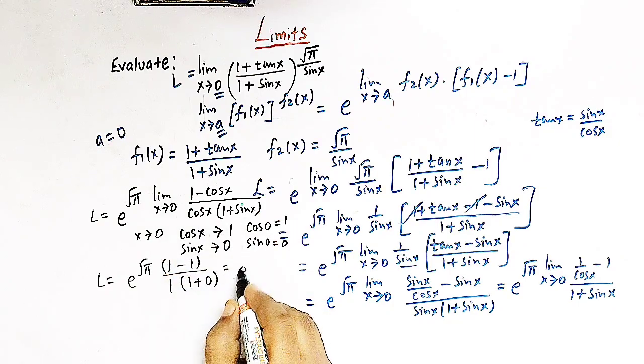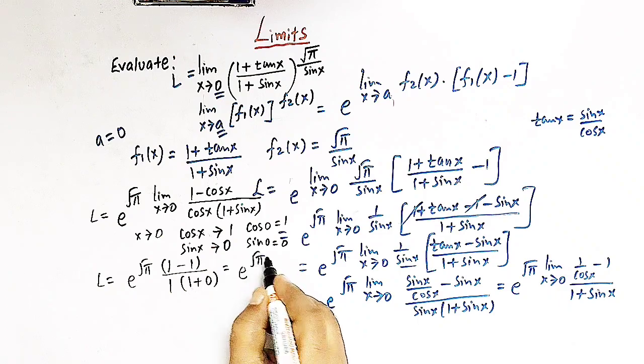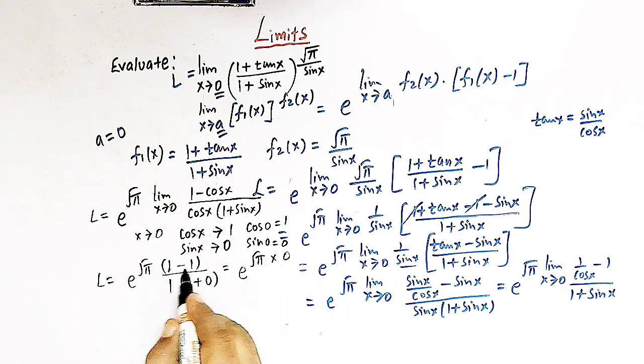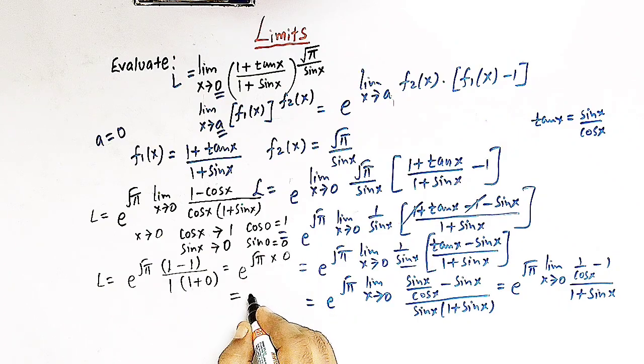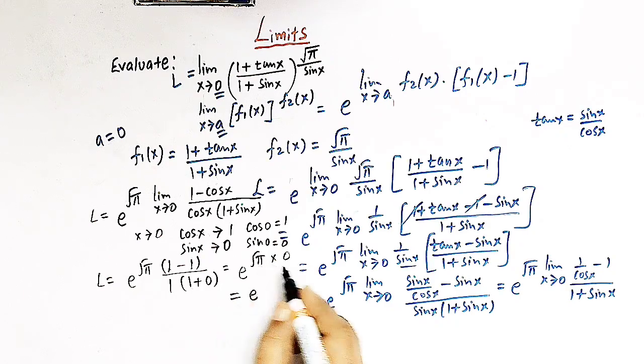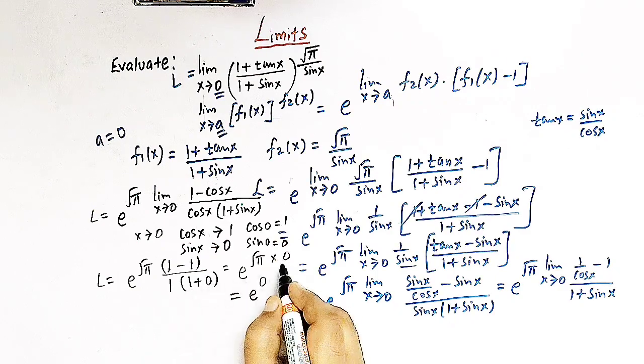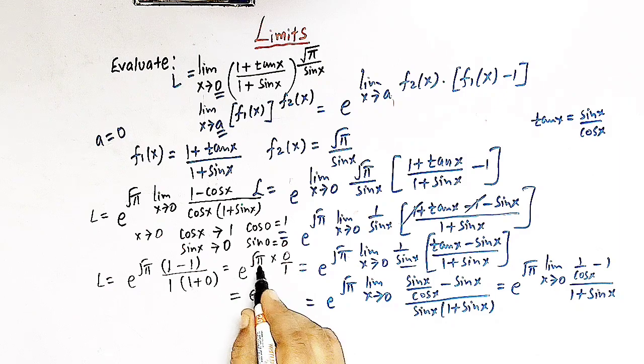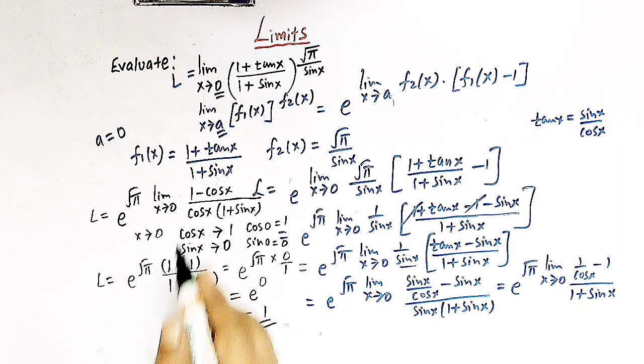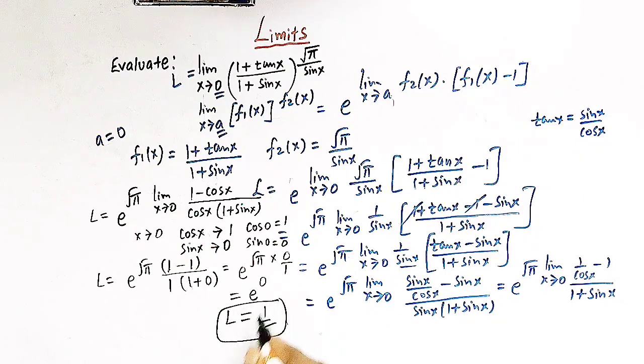So here we have e raised to square root of pi times 0, because 1 minus 1 is 0. So we have now here e raised to 0, and here in the denominator we have 1 plus 0, that is 1. So 1 times 1 is simply 1. So we have now e raised to 0, that is equal to 1. So the value of this limit L is equal to 1.